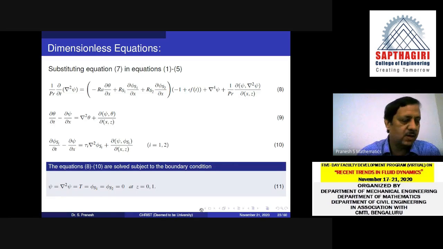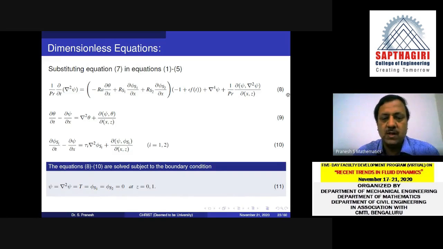So we have dimensionless quantities here, where 1 by PR represents the Prandtl number, RA is the Rayleigh number, RS1 and RS2 are the solutal Rayleigh numbers, RS1 for the first solute and RS2 for the second solute, and epsilon is, as I explained already, the amplitude. Then we have tau I, actually I equal to 1 and 2, tau 1 and tau 2, which we call the diffusivity ratio.